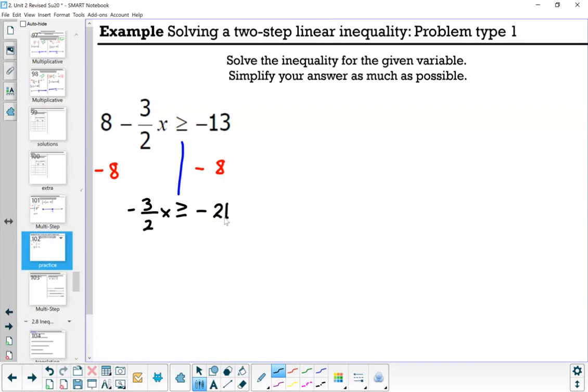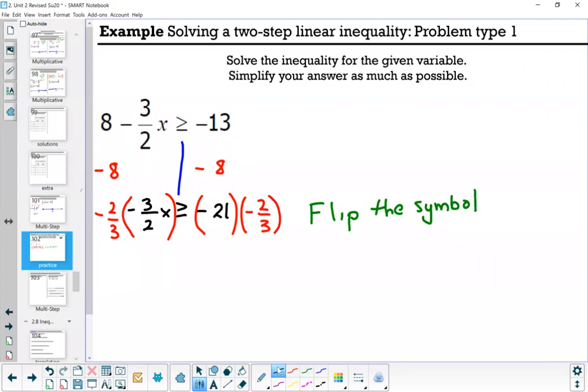Okay, all right. Now we have negative 3/2 x, or in other words, it's negative 3/2 times x. So we need to do the inverse operation of multiplication, which would either be division or multiplying by the reciprocal. So we're going to multiply both sides by negative 2/3. Therefore, we want to flip the symbol. So I'm going to do that now so I don't forget. So my symbol now flips the other direction, which is now less than or equal to.